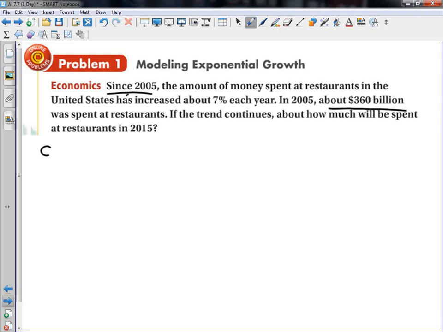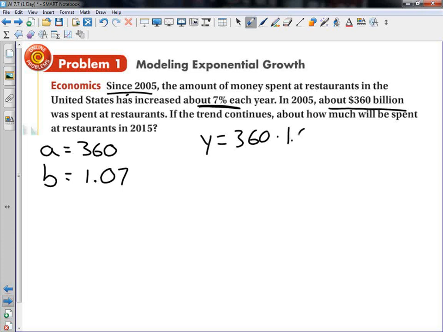So that's my A value is 360, okay? Now, I'm going to leave it as 360 because I don't want to write a bunch of zeros afterwards. We'll just know our answers are in billions, okay? My B value, well, that's my growth rate. And so we see right here it's 7%, but we're just not going to write 7%. What we need to do is remember it's 1 plus the growth rate, which is 1.07. That is my B value, okay? So we get y is equal to 360 times 1.07^x.